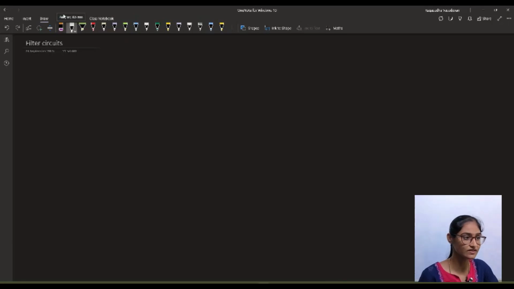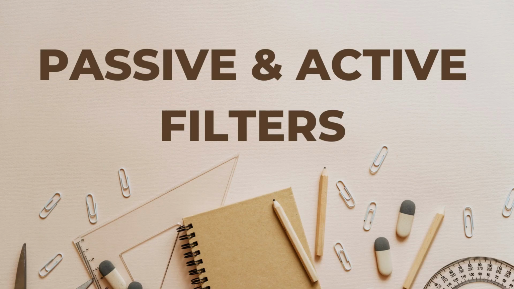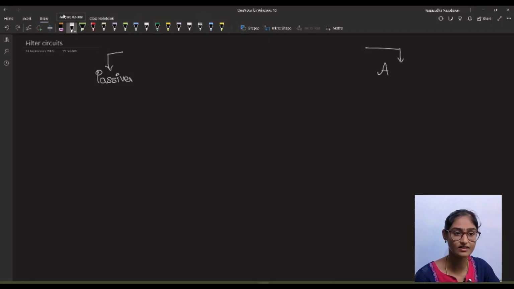There are two kinds of filter circuits. One is the passive filter circuit, which uses passive components, and the next is the active filter, which uses components like OPAMP for more signal conditioning, voltage amplification and all. So the active filters use OPAMP. We are going to talk about this only at the end of the video, where we are going to see how these passive filters are applied over to the active filter.